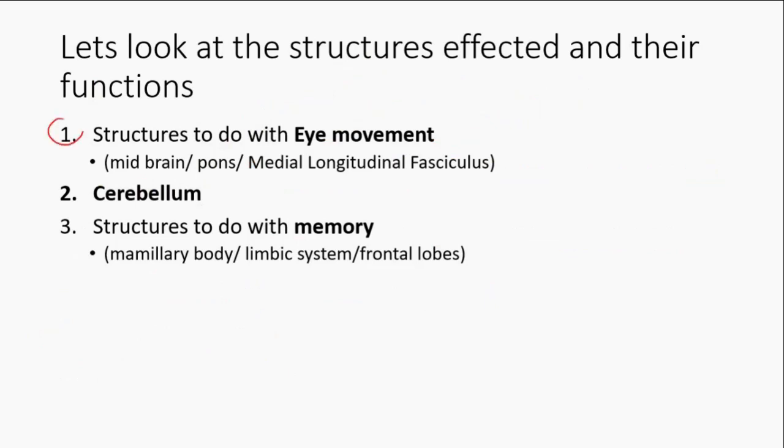So there's 3 that you need to know for Wernicke-Korsakoff syndrome. You need to know the structures that are to do with the eye. So these could be your midbrain, because that's where your third cranial nerve comes out of. It could be your pons, because that's where your trochlear nerve and your abducent nerve come out of, and your medial longitudinal fasciculus, which ascends through the brainstem, because that's how you get coordination of eye movement. So when your left eye moves laterally, your right eye will move medially, and when your right eye moves laterally, your left eye will move medially.